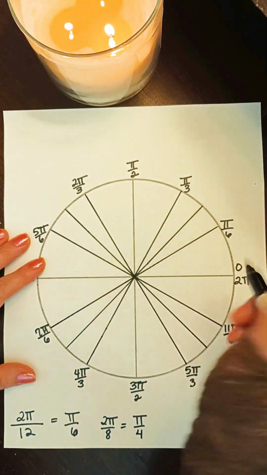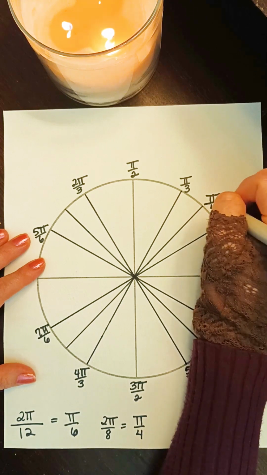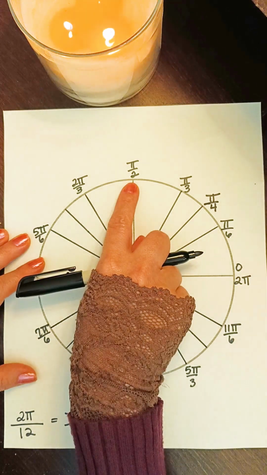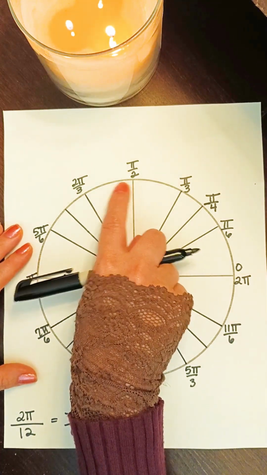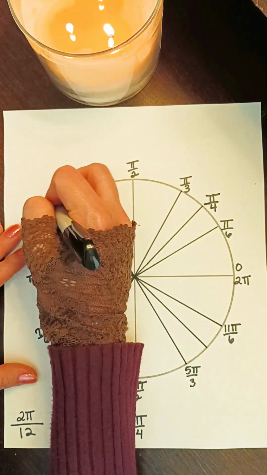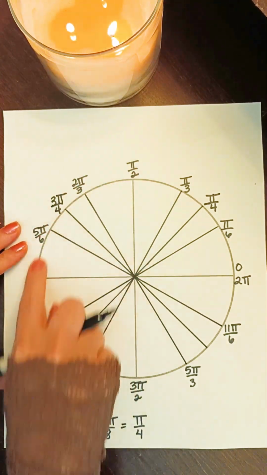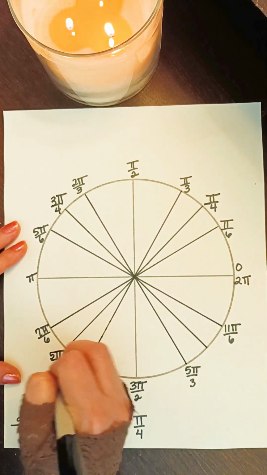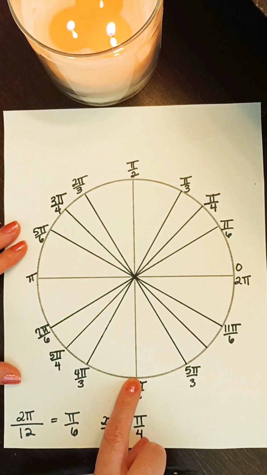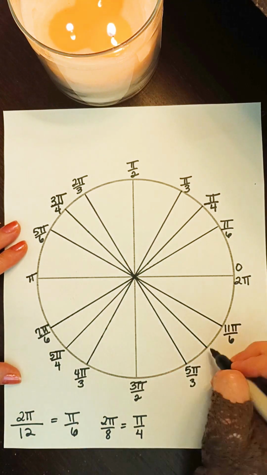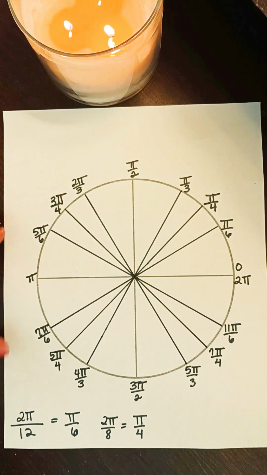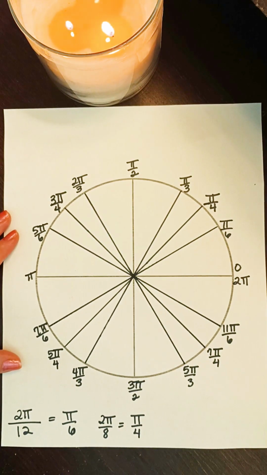From 0 to here, it's 1 pi over 4. From here to here would be 2 pi over 4. But 2 fourths is a half. And then the next one, 3 pi over 4. 4 pi over 4 for the next one, which is just pi. 5 pi over 4. 6 pi over 4, but 6 fourths is 3 halves. 7 pi over 4. And then 8 pi over 4, and 8 over 4 is 2. All right, those are all our radians on the unit circle.